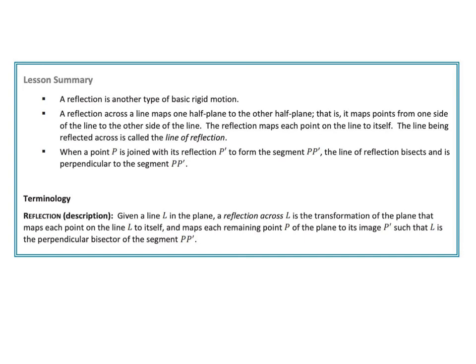All right, our lesson summary is that a reflection is another type of basic rigid motion. We've already talked about translations, which are slides. Reflections are mirrors. A reflection across a line maps one half of the plane to the other half, blah, blah. Yeah, don't need to know that part. Basically, you need to know that lines are mapped to lines, angles stay the same, all that kind of stuff. Okay, and line lengths stay the same when it's reflected, etc.